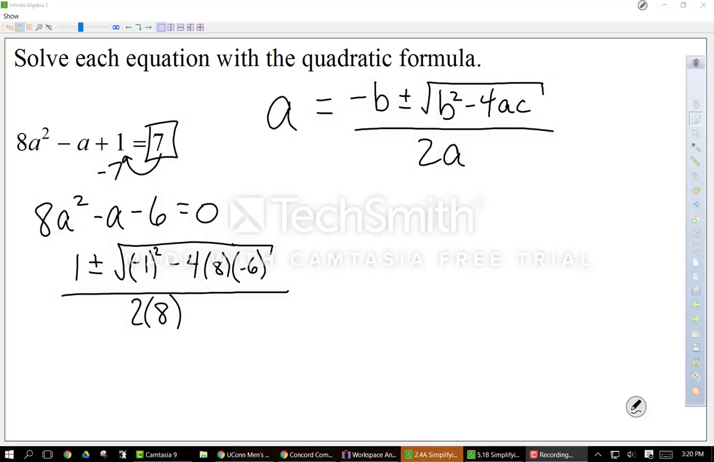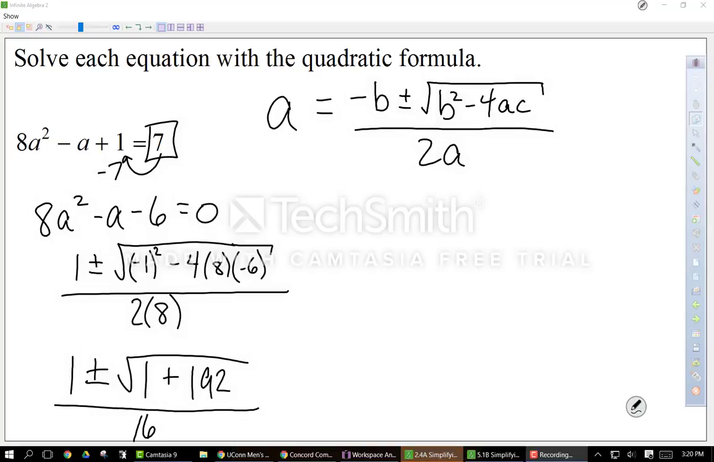So now let's start simplifying. 1 plus or minus square root of 1 plus, how do I know it's a plus? I have 2 negative numbers. Then I multiply 4 times 8 times 6, and I get 192 divided by 16. Now I go further. 1 plus or minus the square root of 193 over 16.